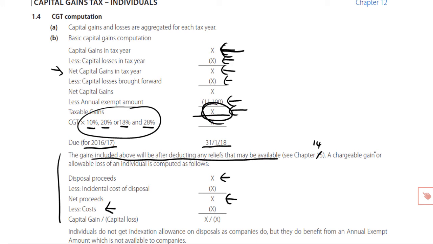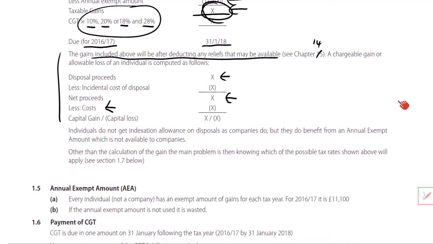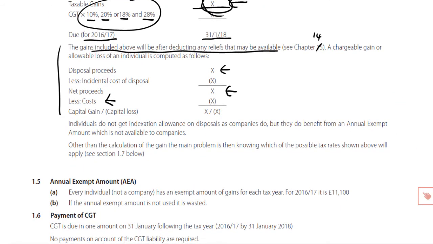A chargeable gain or allowable loss of an individual, as we've said, must firstly be individually computed, as we have seen there. Individuals do not get indexation allowance. That is purely the domain of companies and corporate tax. But as we have just seen, we do get the benefit of an annual exempt amount of £11,100, so far as our tax is concerned this year. The main issue there, as we've seen, is that there's a variety of different tax rates that may be applicable.